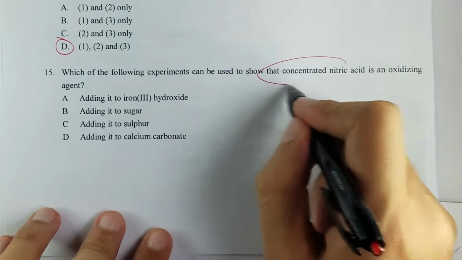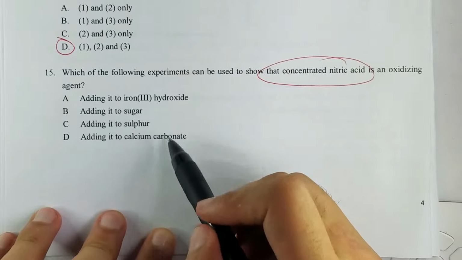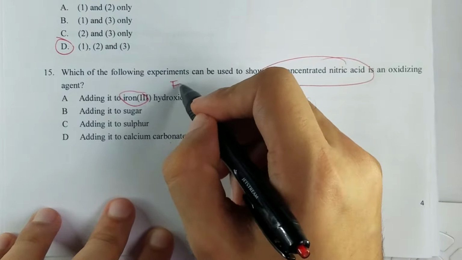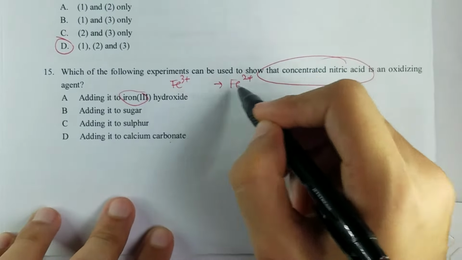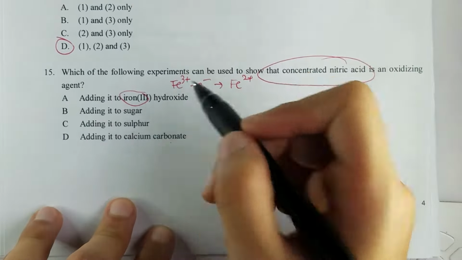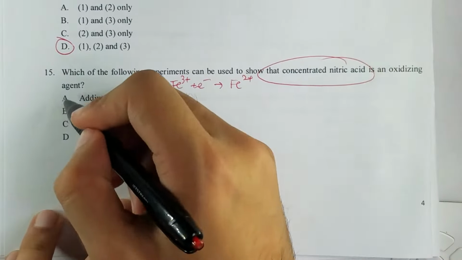15, concentrated nitric acid. Many of you were picking A and D. That doesn't make sense. Now, iron 3, if you oxidize iron 3, you have to add electrons here. Oxidizing means losing electrons. So how will it lose electrons from iron 3 to iron 2? So it cannot be A.